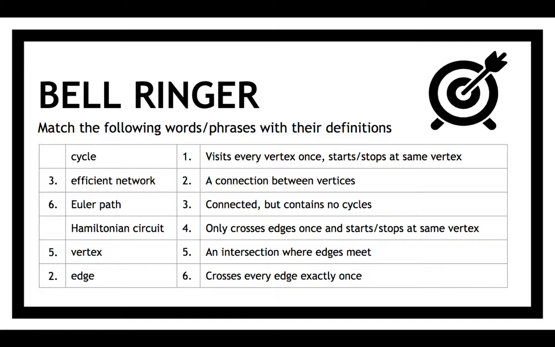An efficient network, connected but contains no cycles. That's correct. And Hamiltonian circuit visits every vertex once and starts and stops at the same vertex. Remember that the circuit portion is just the starting and stopping at the same vertex. And of course, the cycle is the only one that remains. 4, only crosses edges once and starts and stops at the same vertex.